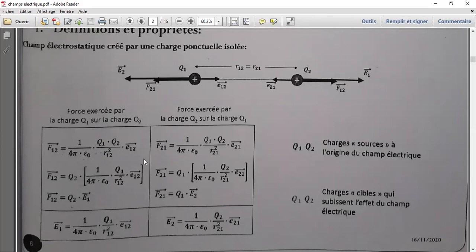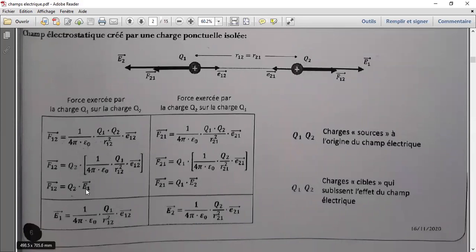It's really important. So here you see that E1 is the champ electric, the source, the force. So Q2 is the one which feels this force. So your E1 is just equal to the formula in brackets, 1 over 4 pi times epsilon times Q1 divided by R squared times the vector which is moving from 1 to 2. It's the same thing here.